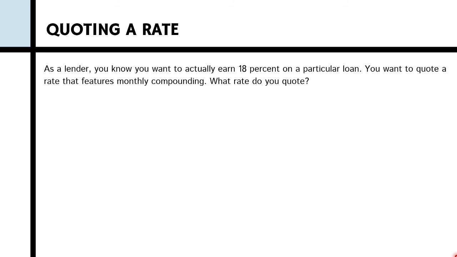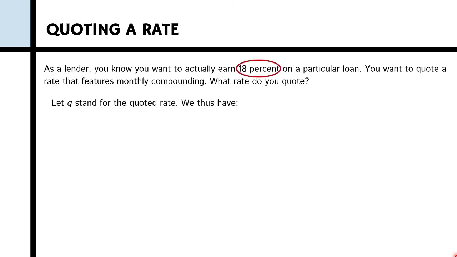Quoting a rate. As a lender, you know you want to actually earn 18% on a particular loan. You want to quote a rate that features monthly compounding. What rate do you quote? In this case, we know the EAR is 18%. We know this is the result of monthly compounding. Let Q stand for the quoted rate.